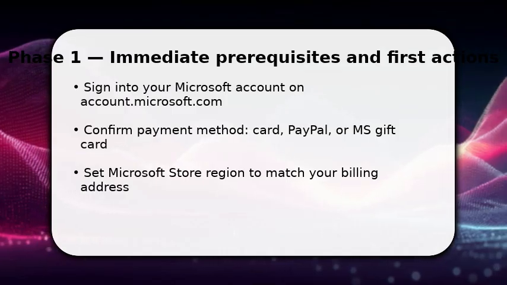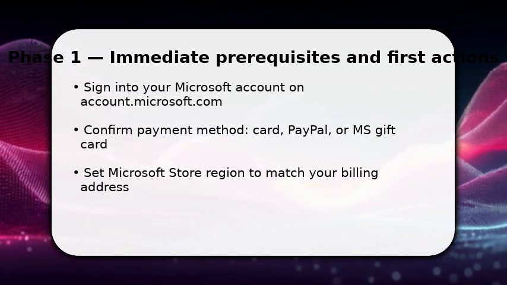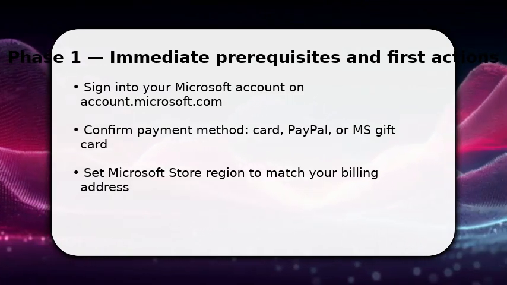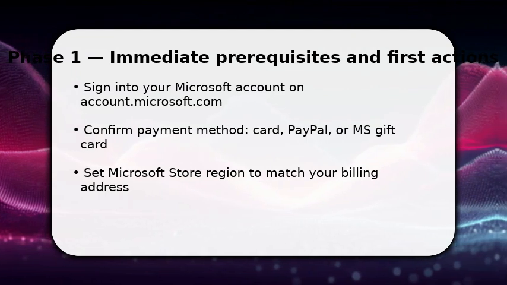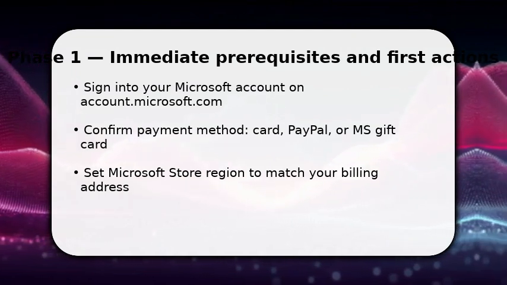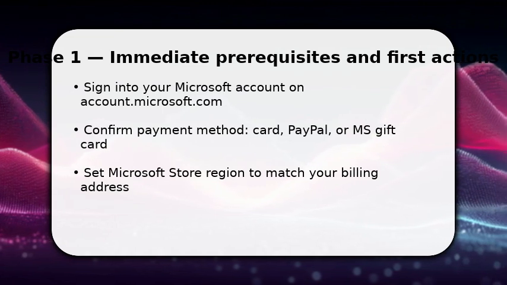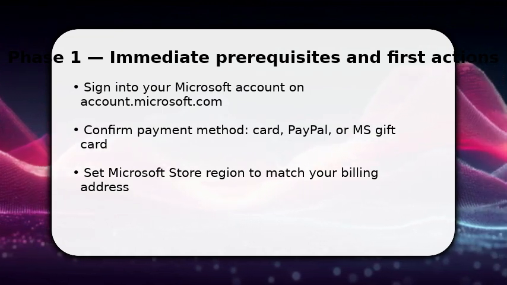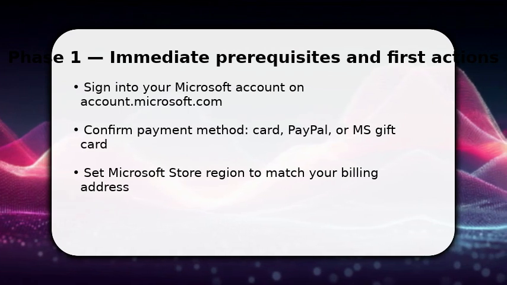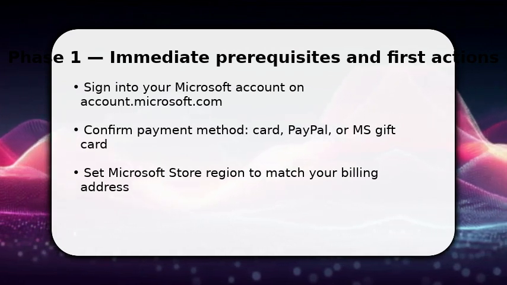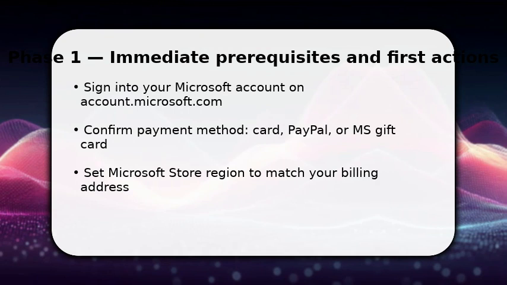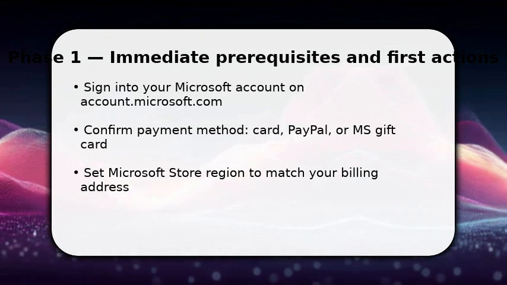You start by getting essentials ready. Sign into your Microsoft account and confirm your payment method, because purchases won't complete without one. Once signed in, make sure your Microsoft Store region and billing address match. That prevents regional blocks. Next, check for existing Xbox or Microsoft subscriptions so you don't lose trial eligibility. Pause or cancel if needed.